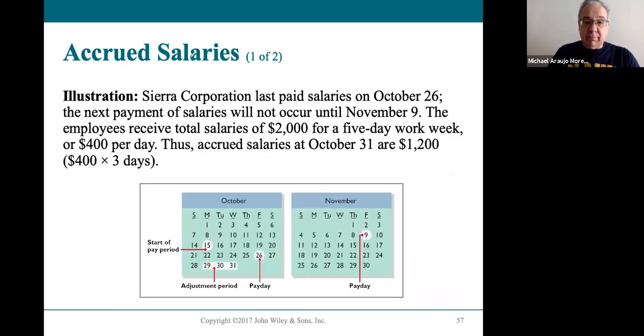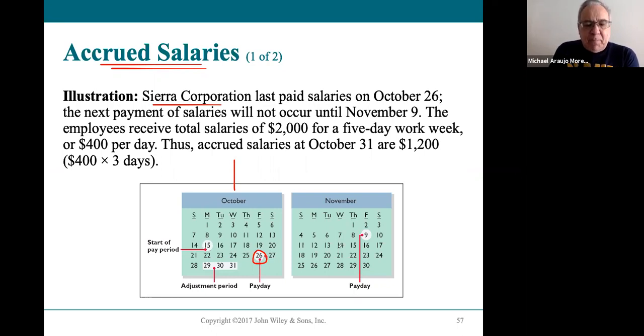All right, accrued salaries. This happens to everybody. This should be relatively simple to understand. The interest is always one that people sit and think about for a while, but salaries is pretty easy to understand. So here's Sierra Corporation. In the month of October, as you see here, their very last pay period, the very last payday was Friday, the 26th of October.